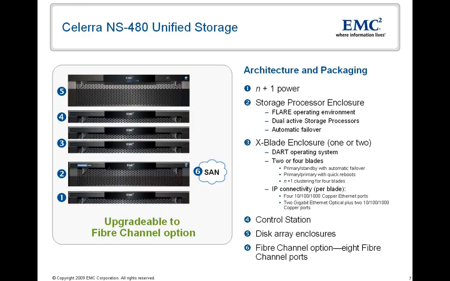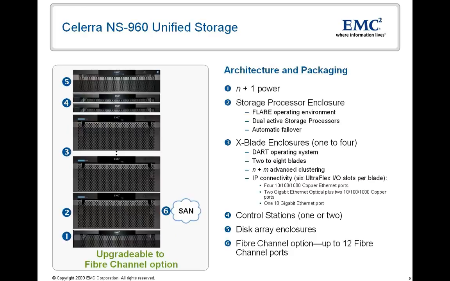Okay, and again, all of the other items remain the same. Lastly, we have the 960. The big difference there is that I can scale this guy up to 8 blades.